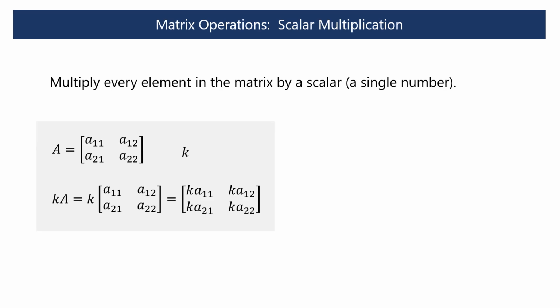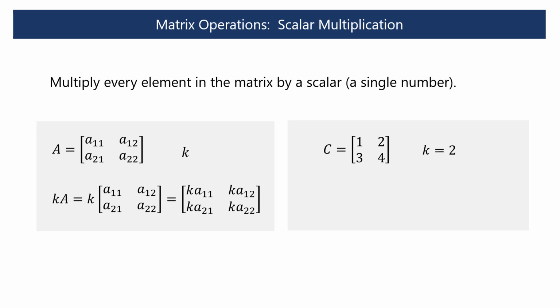Next, let's go on to multiplication. We can perform two types of multiplication: scalar multiplication and matrix multiplication. In scalar multiplication, we multiply every element in the matrix by a scalar, a single number. Suppose we multiply matrix A by the scalar k. In that case, every element of A is multiplied by k to produce a new matrix.